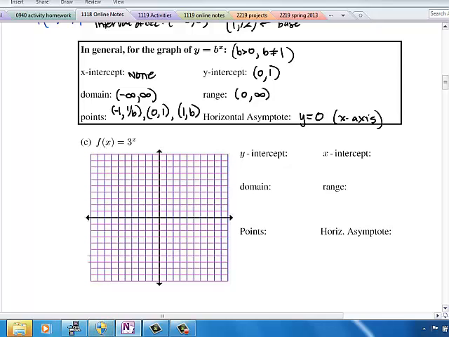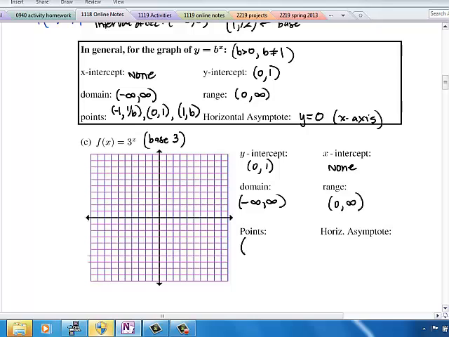So first, f of x equals 3 to the x. This is going to be another one in our family of functions that we can apply transformations to. So the base is 3 in this. The y-intercept will be 0, 1. There will be no x-intercepts. The domain will be all real numbers. The range will be 0 to infinity.